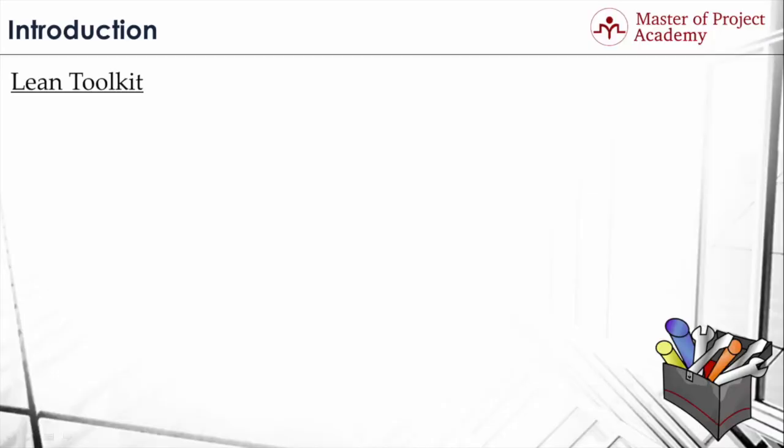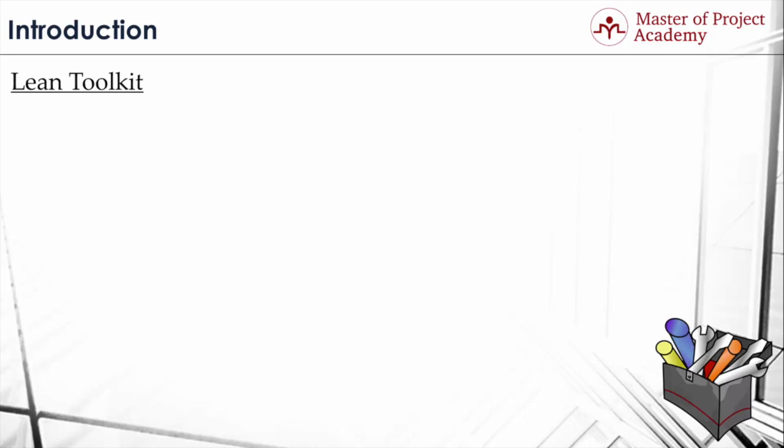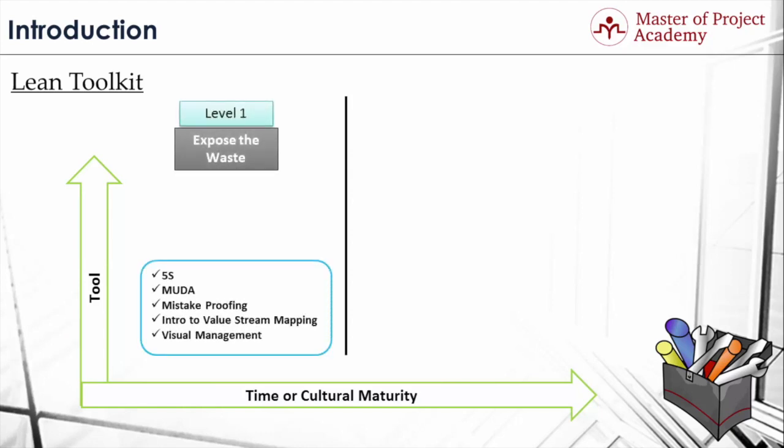Lean Toolkit. The Lean Toolkit offers practical tools and techniques that can help Lean and other specialists on the shop floor to deliver Lean decisions as a routine task of their Lean-driven business operations. This toolkit has been divided into 2 levels. The first level is targeted at exposing the waste.